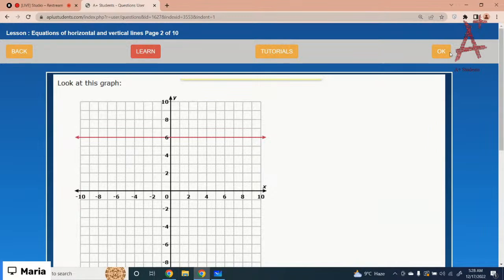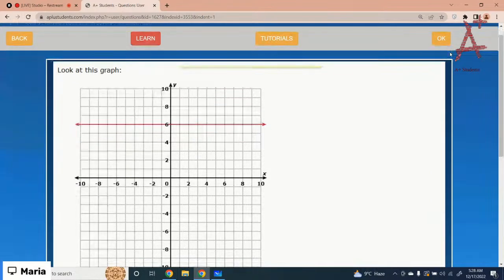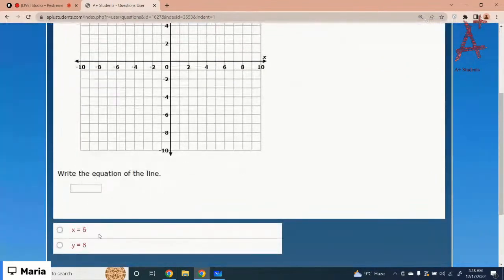Okay, look at the graph. The graph is a vertical line and passes through just one point, that is on the y-axis. Got it? So the equation of the graph is, yes, very good, it would be y equals 6. Because on all the points, the y value is the same, that is 6, but the x value is different. So the equation is y equals 6.